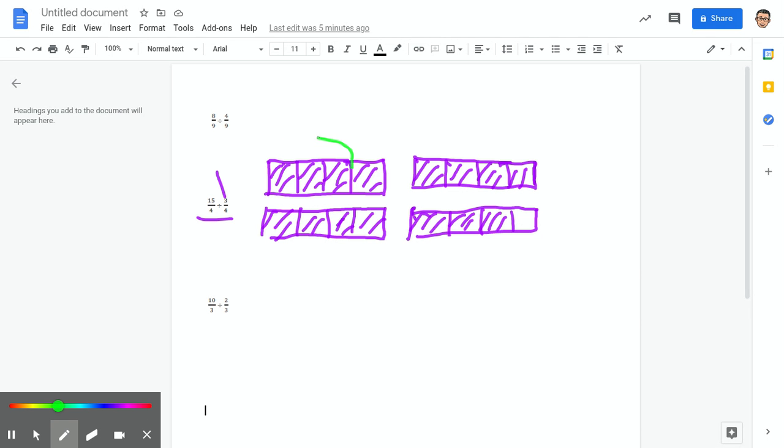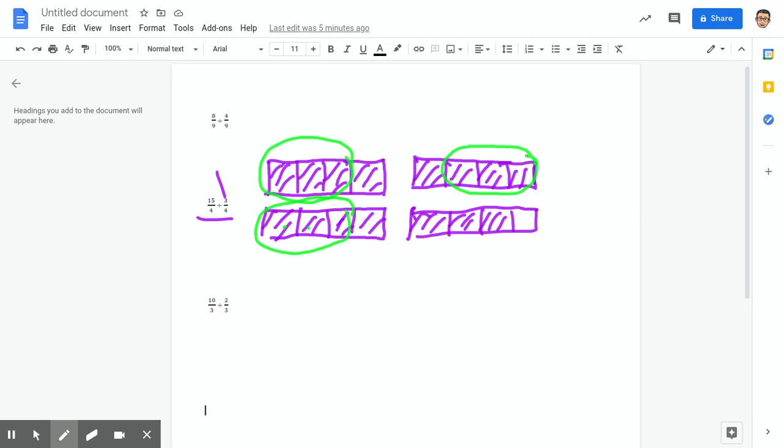1, 2, 3. Here's one set. 1, 2, 3. Here's another set. I'm going to go all the way over to here. 1, 2, 3. There's another set. 1, 2, 3. There's another set. And then with my leftovers, I have 3, but they're not all from the same piece, but that's okay. So I'm going to show it in a different green. You still have those pieces.